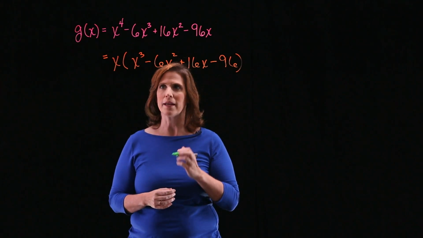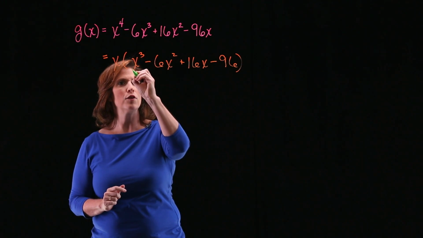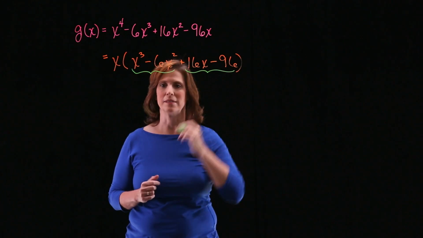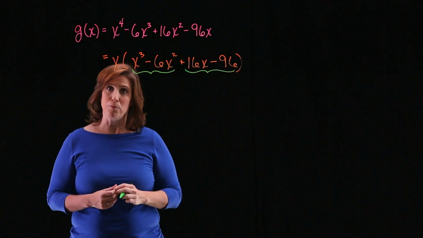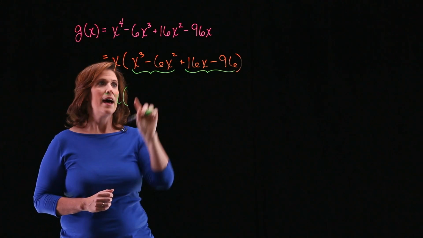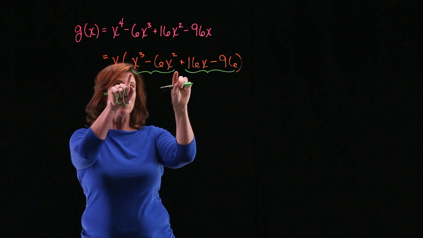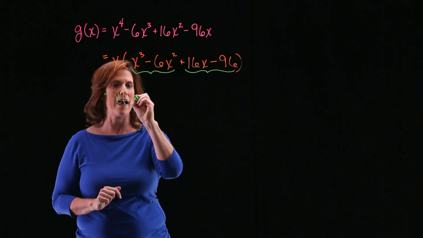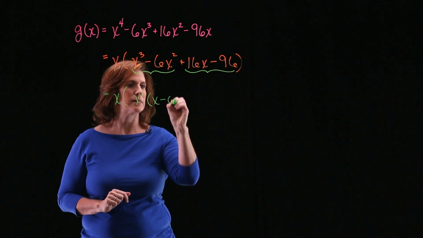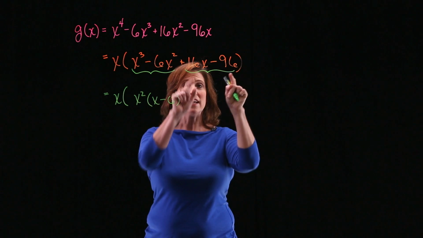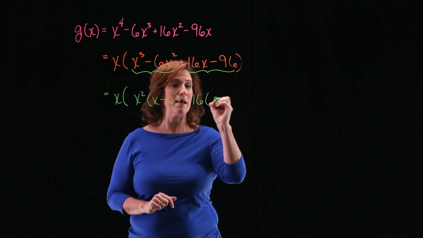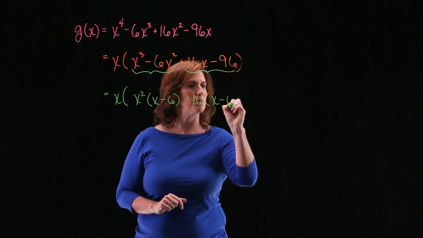And it's a little bit more complicated, but I notice that if I group the first two terms together and the last two terms together, I can factor by grouping. So I'm still going to have the x on the outside. However, within these first two terms, I can factor out an x squared, and I'm left with x minus 6. With the second two terms, I notice I can factor out a 16, and I'm also left with x minus 6.